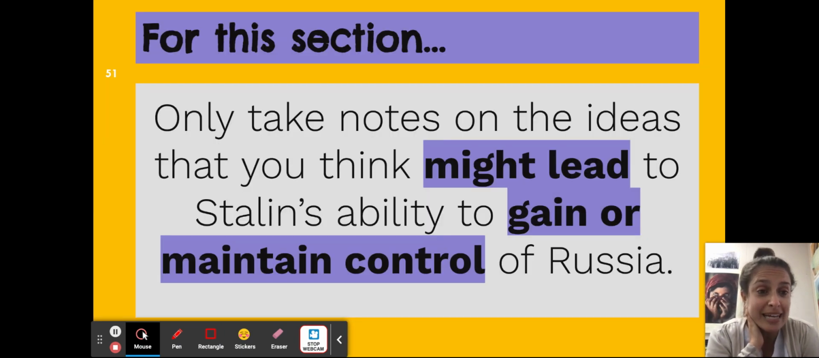All right, for the last section, we've almost made it. You're only going to take notes on this part on Joseph Stalin, anything that might lead to Stalin's ability to gain or maintain control of Russia. So take a moment, look back at those 8 methods of control, and I want you to be thinking about, did Stalin use propaganda here? Did he use force here? Thinking about anything that might lead to his ability to gain or maintain control. Maybe anything you think about from his early years, you're like, this might not be a good sign.